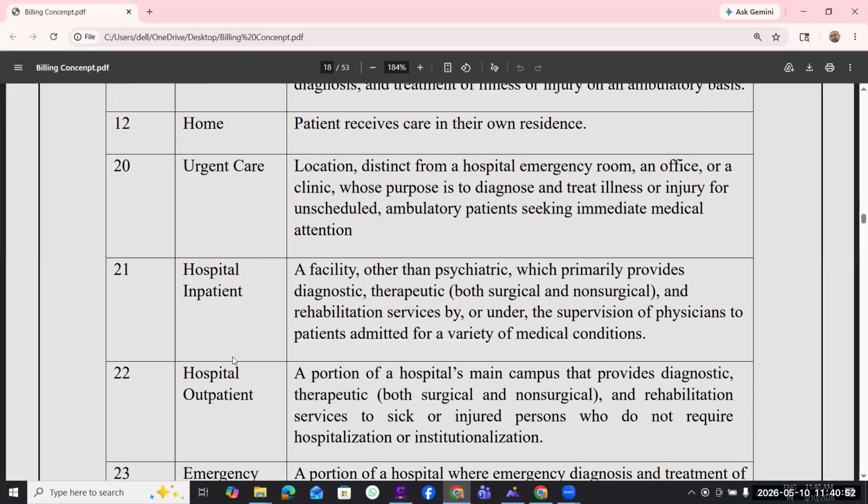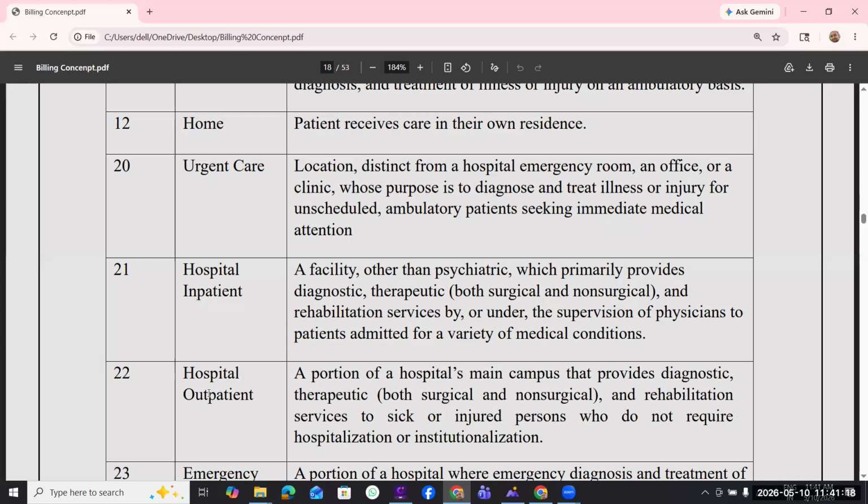21, hospital inpatient, for admitted patients, a facility other than psychiatric, which primarily provides diagnostic, therapeutic, both surgical and non-surgical, and rehabilitation services under the supervision of physicians to patients admitted for a variety of medical conditions. At that time we use place of service 21.